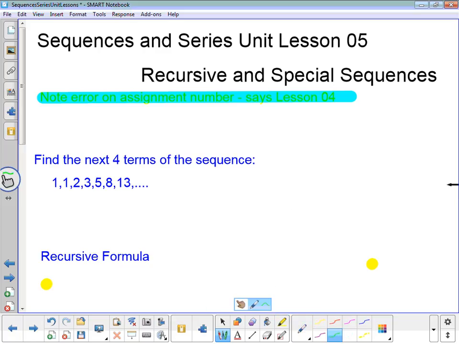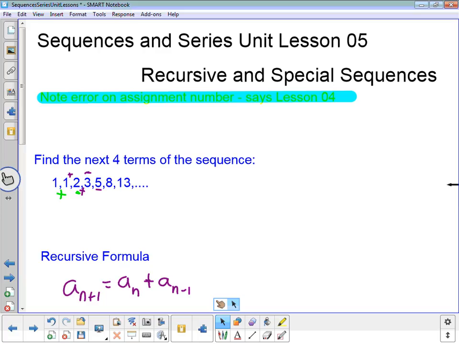What I noticed in this case is I can get a 2 if I add the 1 and the 1. I can get a 5 if I add the 2 and the 3. I can get the 3 if I add the 1 and the 2. So it looks like if I want the next term, n plus 1, I have to take the term I'm currently on and add the one before that. I'd get a formula like that. That's what we call a recursive formula. It says, how do I find the next term in line?